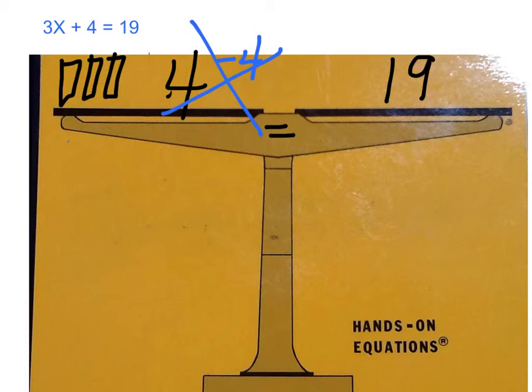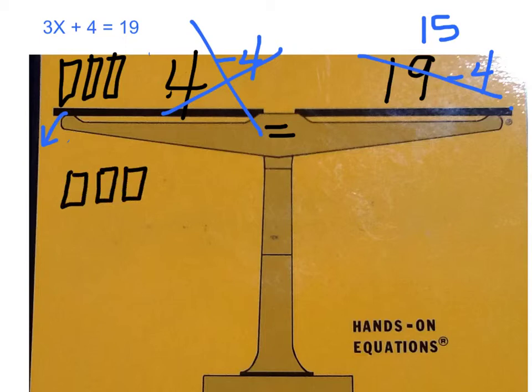But if I subtract 4 on this side, on the left side, my scale is going to go down, and I don't want that. So in order to keep my other side from going up, I need to subtract 4. And now I've lightened my scale by 4 on both sides, so it's 100% balanced. So 19 minus 4 is really 15. So right now I have 3 x's on this side, and it's equal to 15 on this side.